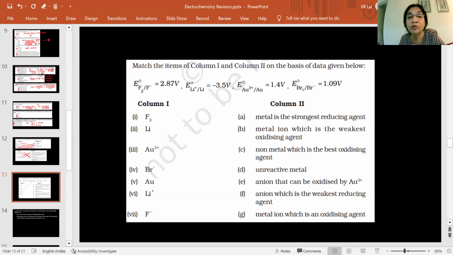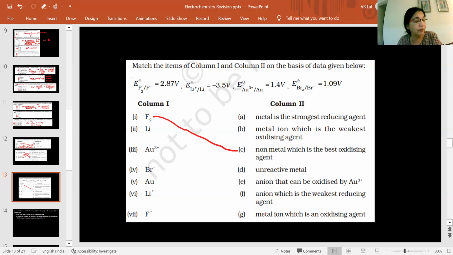You know, fluorine is the most electronegative element. It is the best oxidizing agent. Why is it the best oxidizing agent? Because its reduction potential is the highest. Okay, where is the reduction potential? 2.87. So if the reduction potential is the highest, it has to be the best oxidizing agent. Okay, because it will get reduced easily, and so it is a good oxidizing agent.